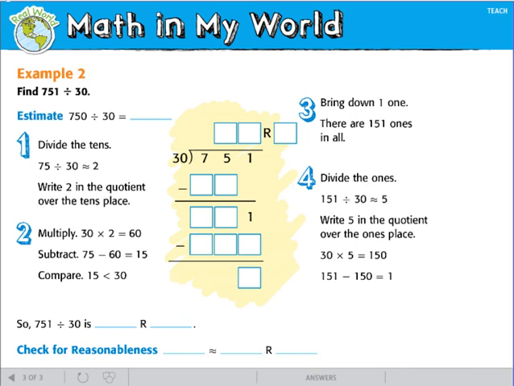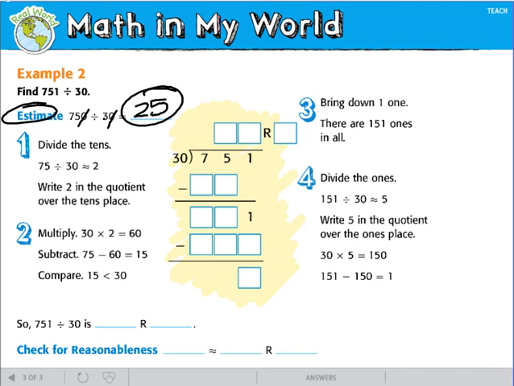Now, this one's a little bit more difficult, but not too bad. So the first thing we're going to do here, they want us to find 751 divided by 30. They want us to estimate first. So they take 751 and round it to 750 and divide that by 30. We can get rid of the zeros. 3 goes into 75 how many times? 25. 3 goes into 7 twice. That's the remainder 1. 15. 3 goes into 15 5 times.